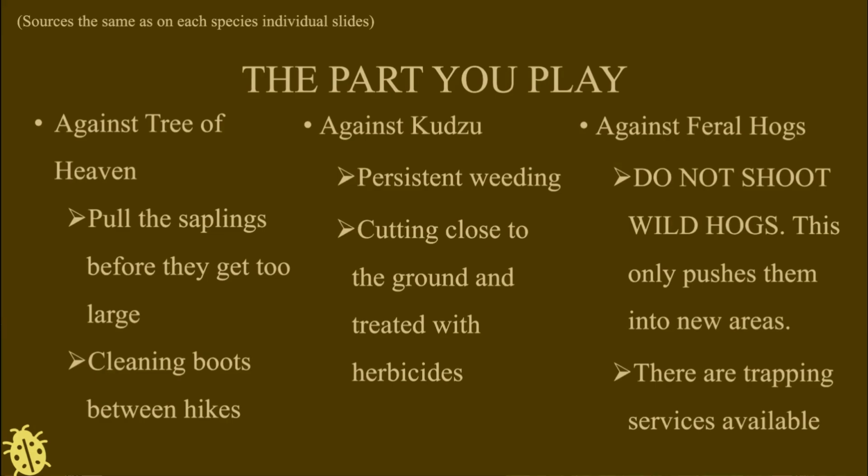Feral hogs are tricky because you cannot try to shoot them. This only pushes them into new areas. This is a very bad idea. If they get to new areas, they can adapt to those new areas. They're highly intelligent. They can become nocturnal. They will adapt to you trying to shoot them, and it will not work. There are trapping services available if your land is being harmed by feral hogs. You can have somebody put something up on your property that will help trap them.